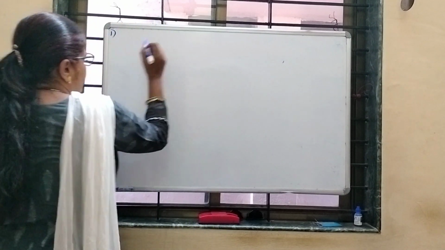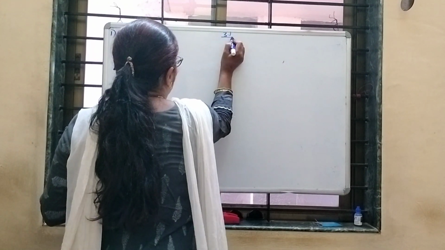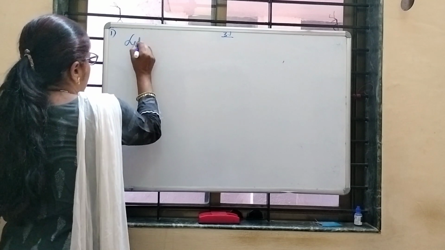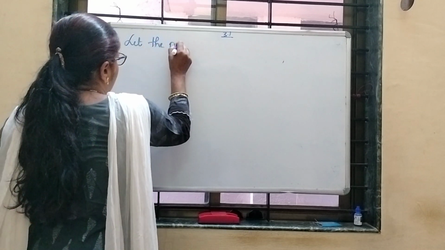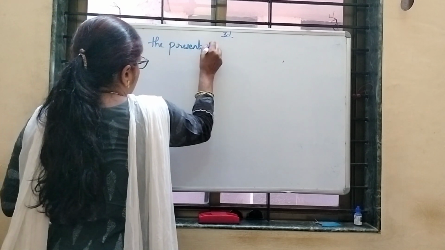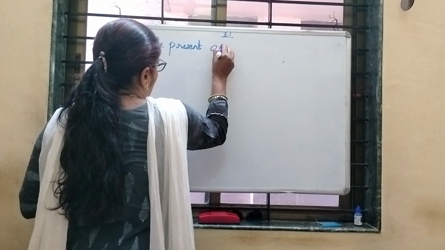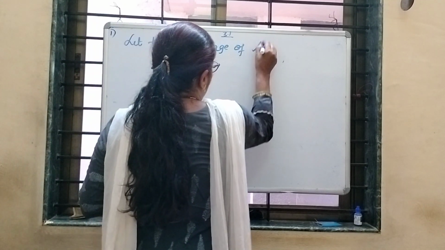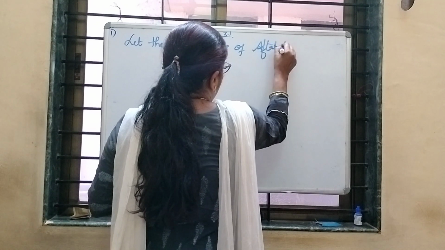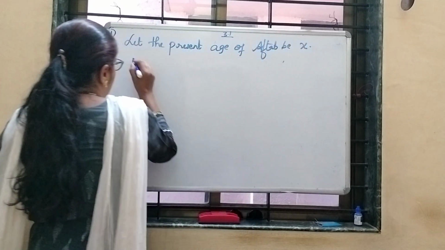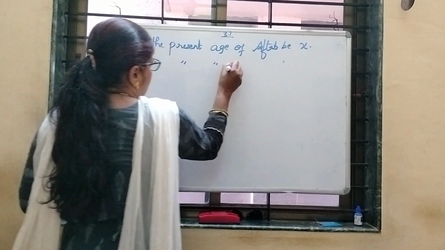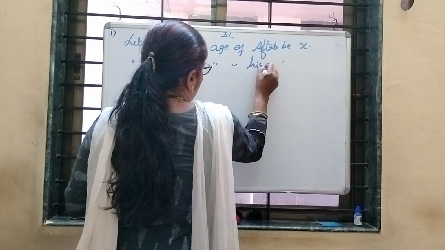First, for question number 1, exercise 3.1, let the present age of Aftab be x, and let the present age of his daughter be y.